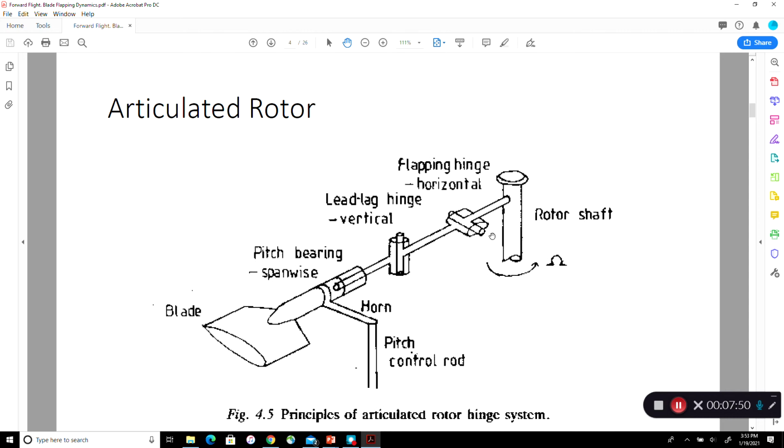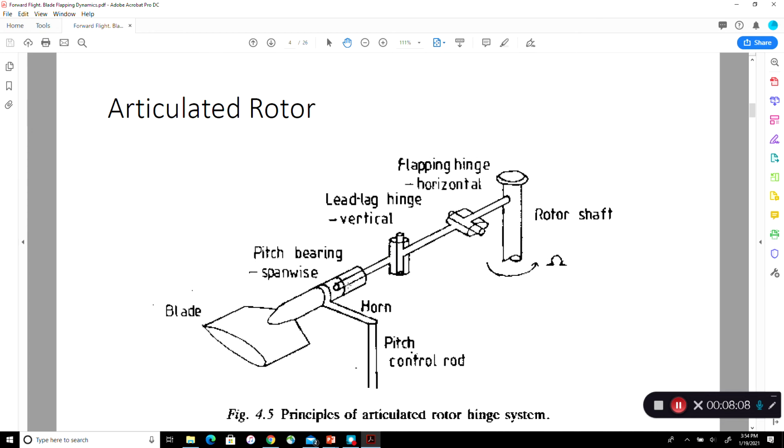To relieve it, Sikorsky said, why don't we add a hinge here, so we allow the blade to freely flap forward and backward in the plane of rotation. So this is called a lead-lag hinge. So flapping hinge, lead-lag hinge.